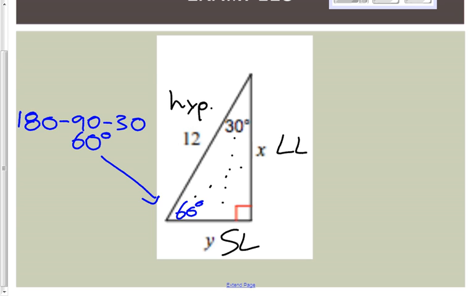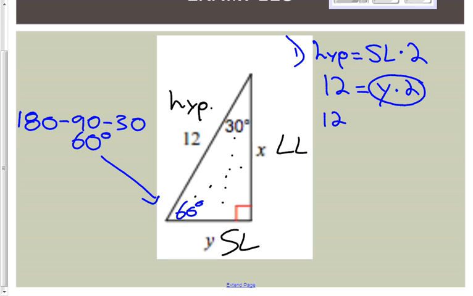So I'm going to start with one of my equations. I need to find the short leg first, because if you look at both equations, both of them involve knowing the short leg. I'm going to use the first equation that says the hypotenuse is equal to the short leg times 2. My hypotenuse right now is 12, equal to the short leg, which is y, times 2. If this bothers you, you can rewrite that to be 12 equal to 2y. Solving this equation, divide both sides by 2, you get y is 6.